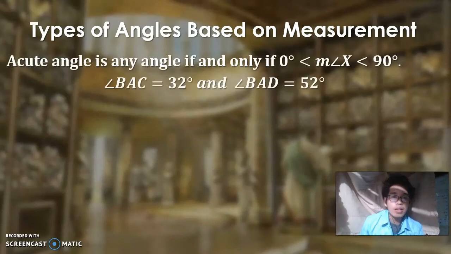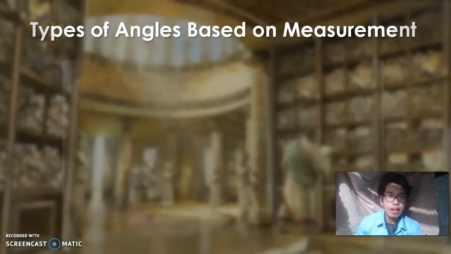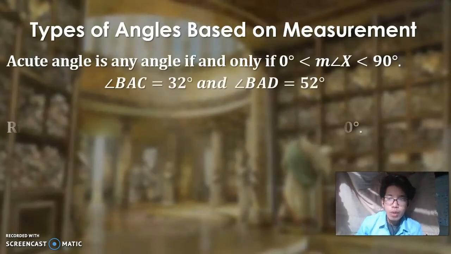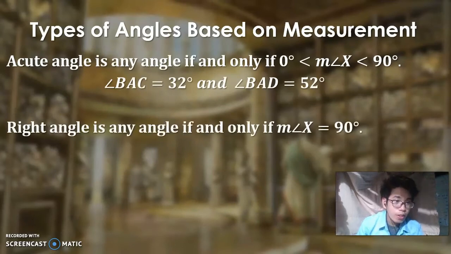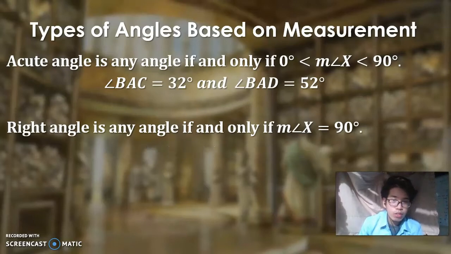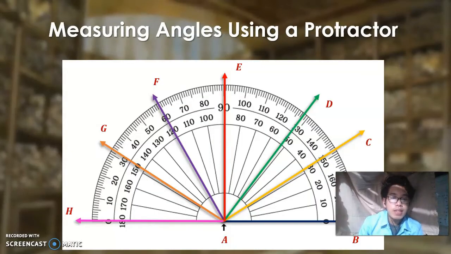And then also angle BAD. Angle BAD measures 52 degrees. Then we also have a right angle. Okay, so this is the most commonly known angle. It's any angle that's measured if and only if the measurement of angle x, the arbitrary angle, is 90 degrees. So if you're going back to the figure, angle EAB and also angle EAH measure 90 degrees.